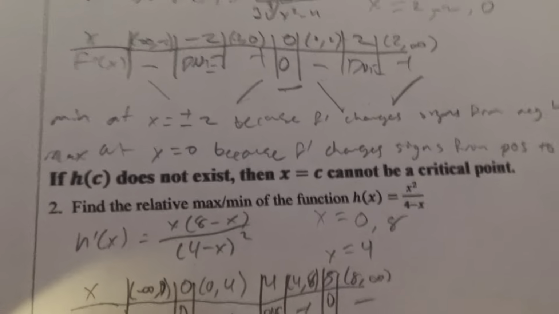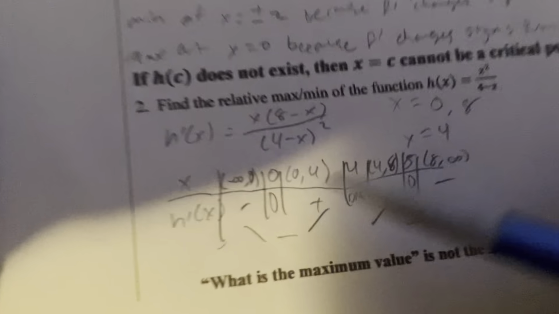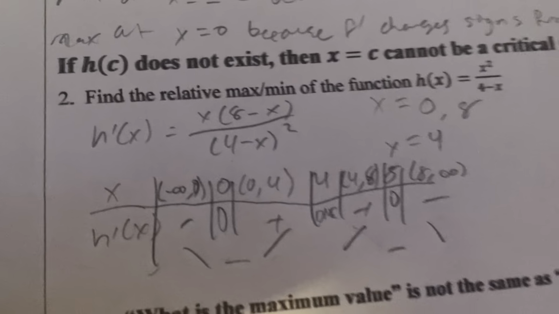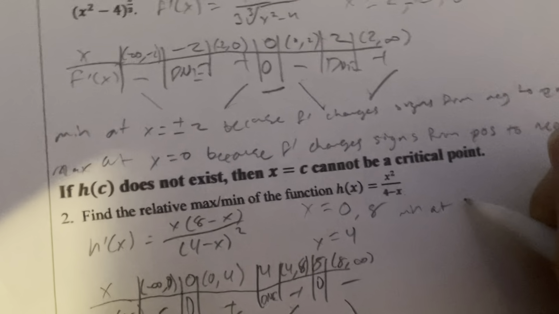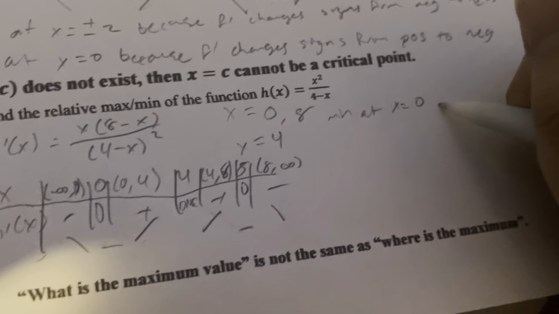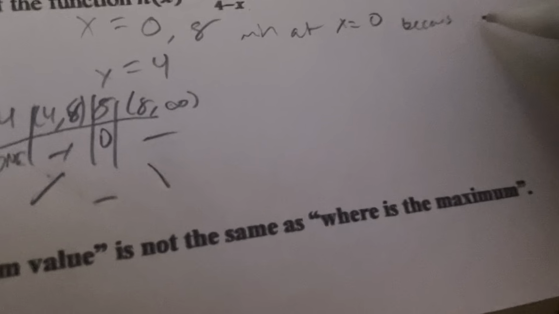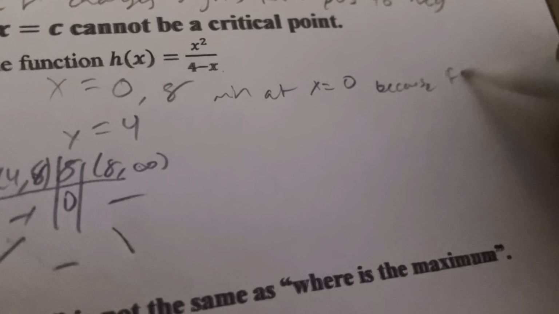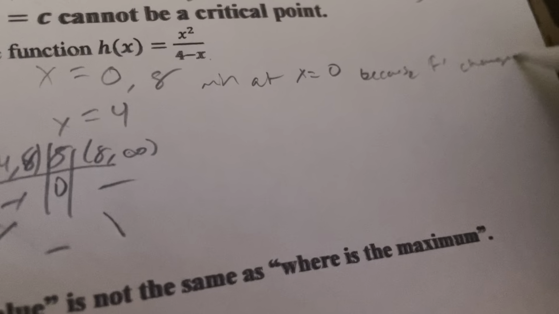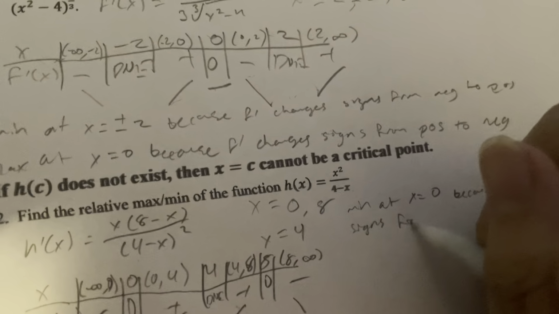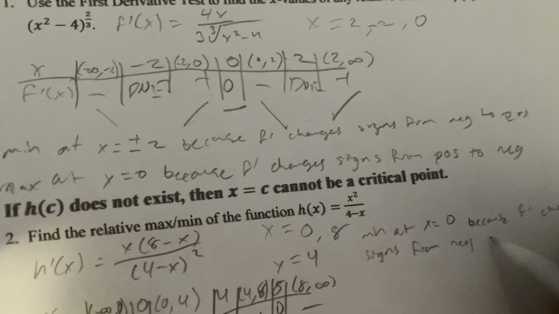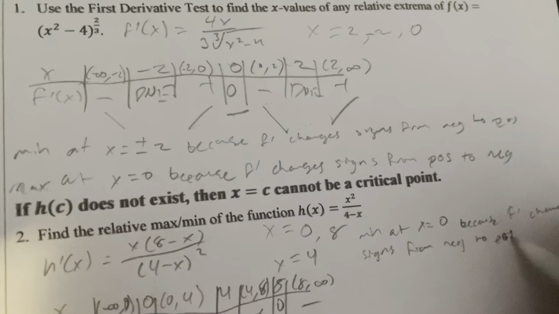So looking for mins. Mins is when it goes negative to positive. So there's a min right here. There's no other mins. So min at x equals 0 because f prime changes signs from negative to positive.